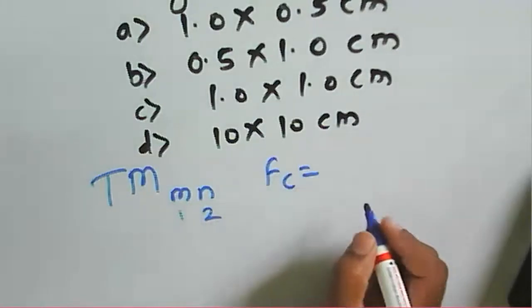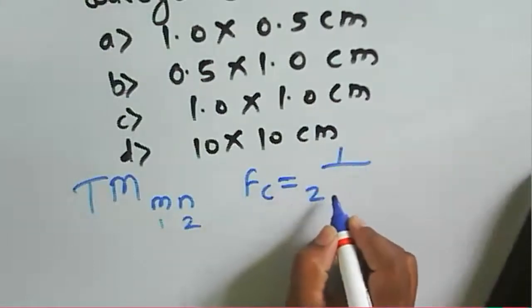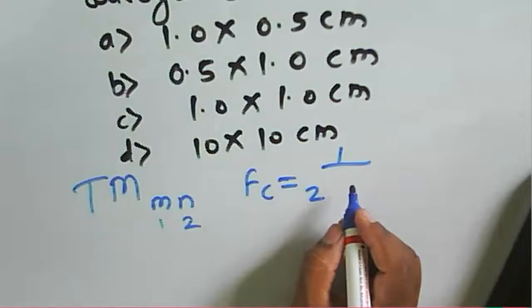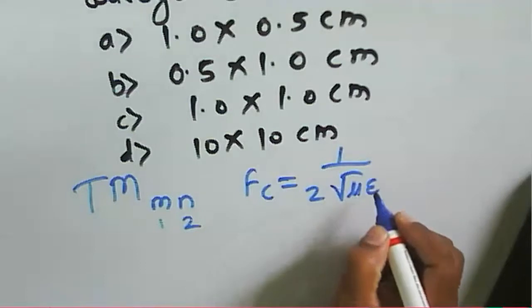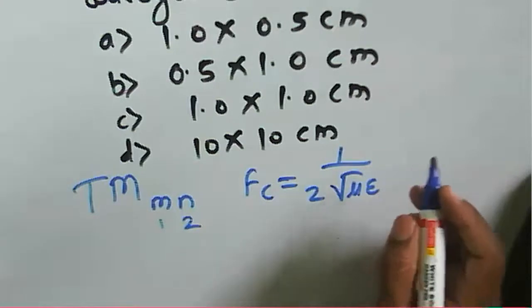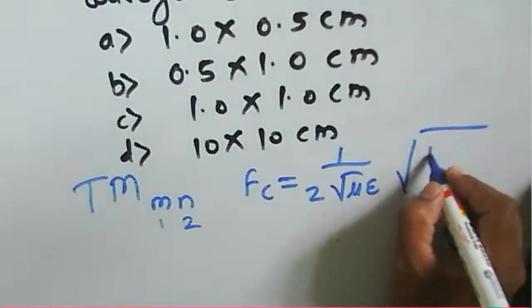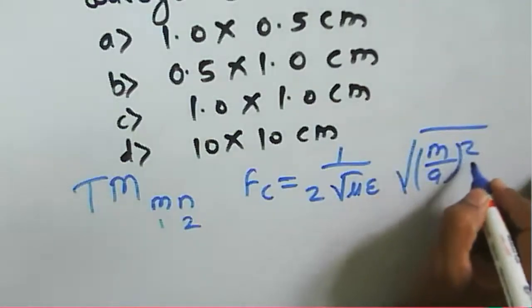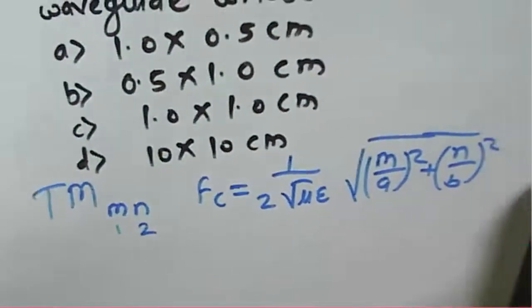And the cutoff frequency for any TM mode will be 1 by 2 under root mu epsilon, times the square root of (M by A) squared plus (N by B) squared. So this is about the cutoff frequency.